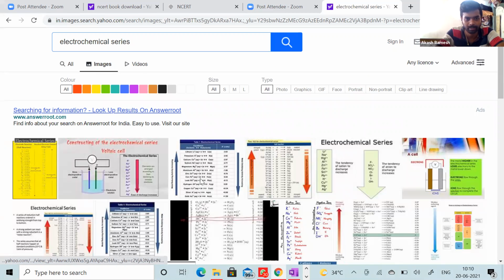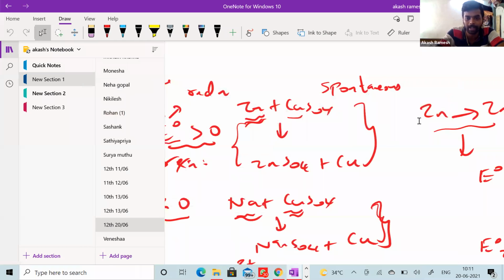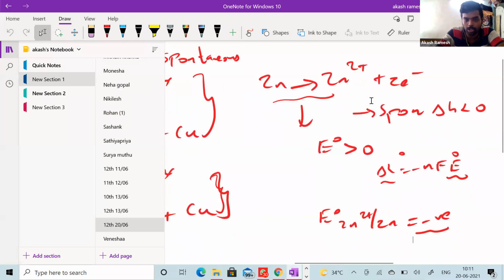Okay, right. Now look at this. Where is zinc? Zinc is here. The value is minus 0.76. But what did I tell you? I told you that the value we should be getting for this reaction to be spontaneous is that I should have the E naught value greater than 0. That means it should be positive. But the value I'm getting is negative. That means this reaction is not spontaneous. Is it something like that?